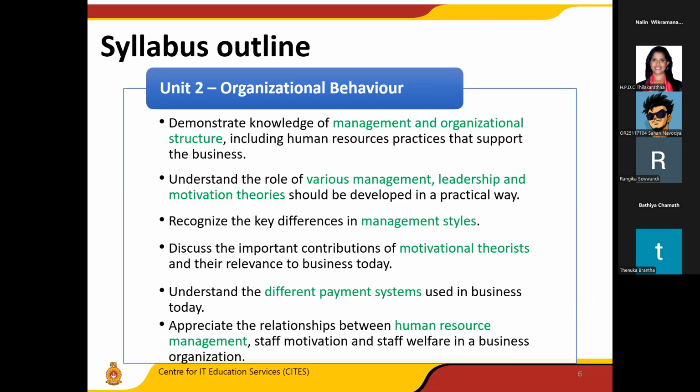To run a business, we need an organization. Therefore, in the second unit, we discuss organizational behavior. We identify different types of organizations and their behaviors, resource management practices, organizational structures, and various management and leadership styles. So this will help you understand how organizations function internally.